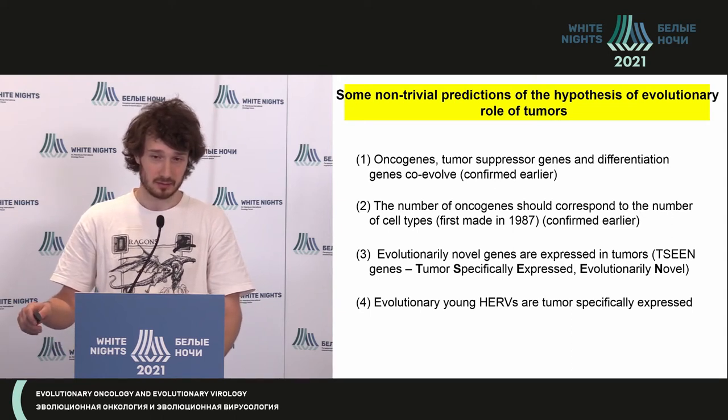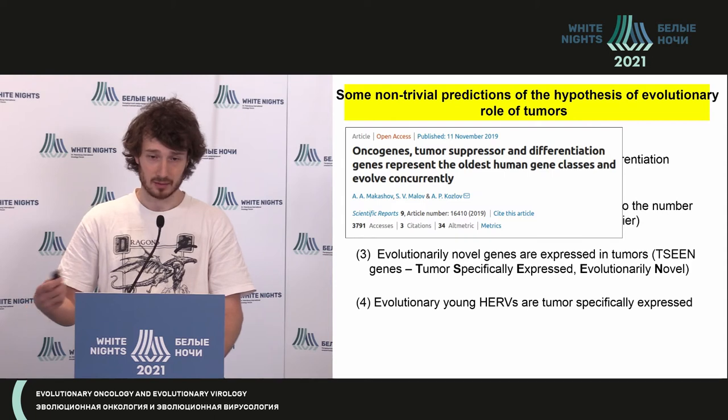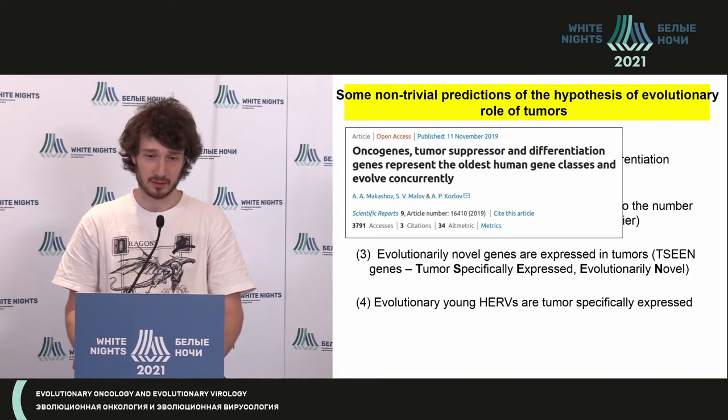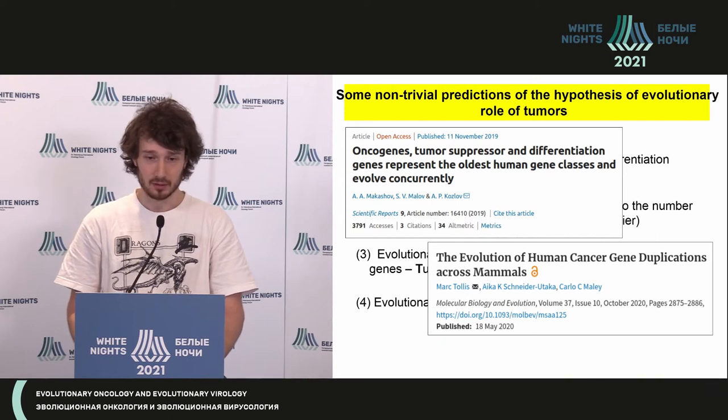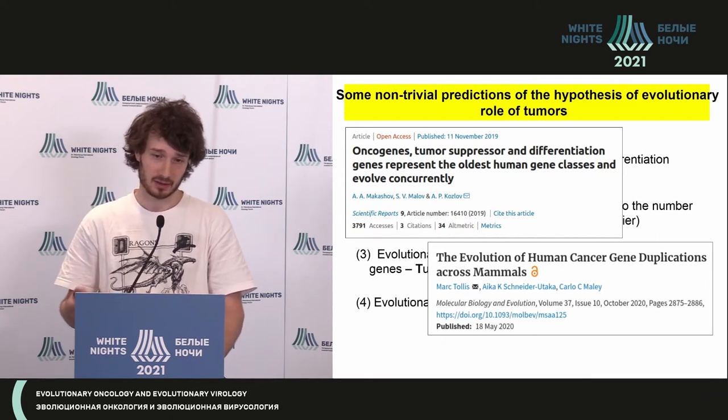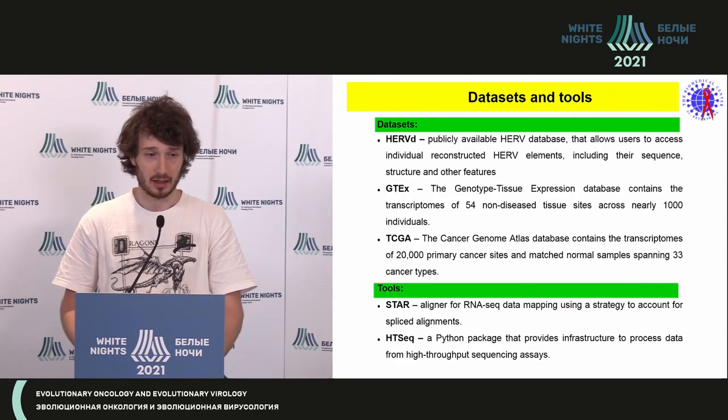And the first non-trivial prediction we confirmed in 2009. The article was published, and a confirming citation was published the next year. Our data was confirmed by other researchers. Oncogenes, tumor suppression, and differentiation genes were actually found to co-evolve.